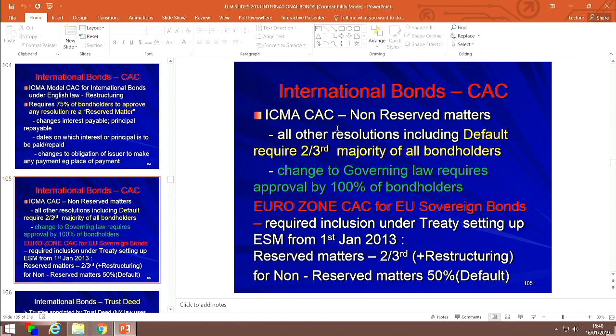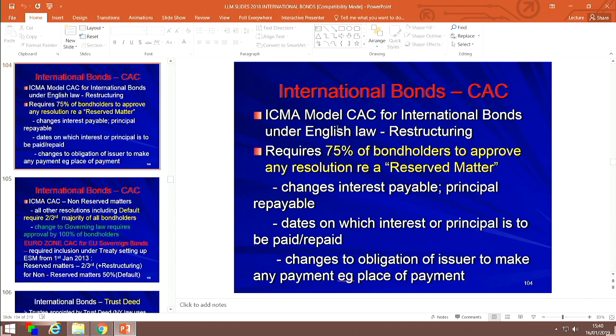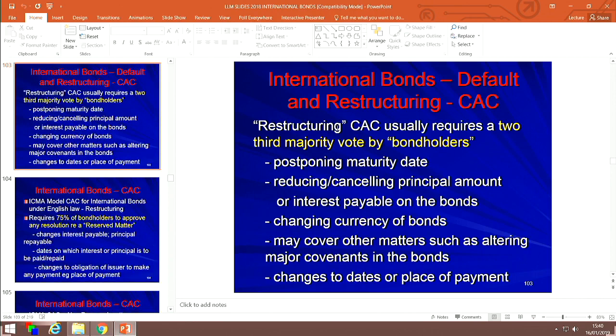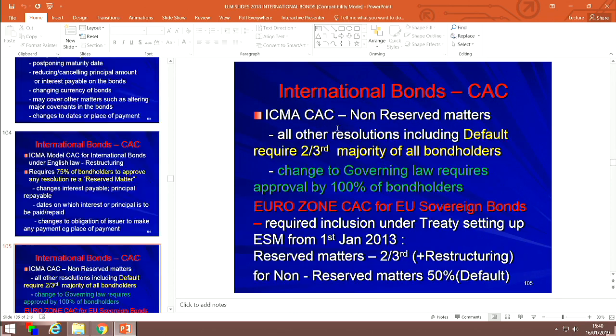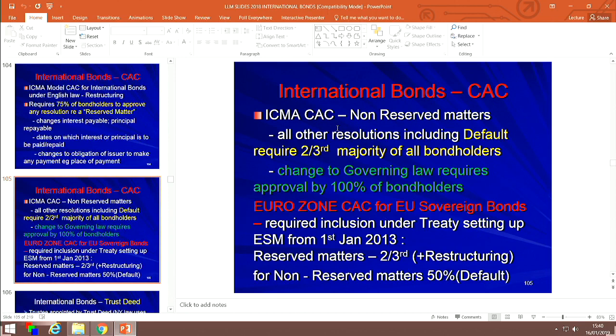The formula in the Eurozone CAC clause is that in relation to reserved matters, there must be a minimum 2/3 majority of bondholders. All reserved matters, which are pretty much the same as this lot, need a 2/3 majority. That includes restructuring purposes. For non-reserved matters, including the calling of default, all you need is a 50% majority.